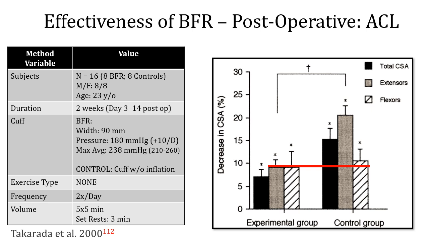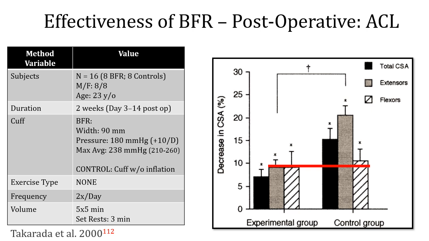They had a 90 millimeter width cuff. They pressurized them at 180 millimeters of mercury, increasing 10 millimeters of mercury per day. So there's a kind of gradual phase-up, an incremental graded exposure, until they reached approximately 240 millimeters of mercury. The control group had the cuff on but did not inflate.